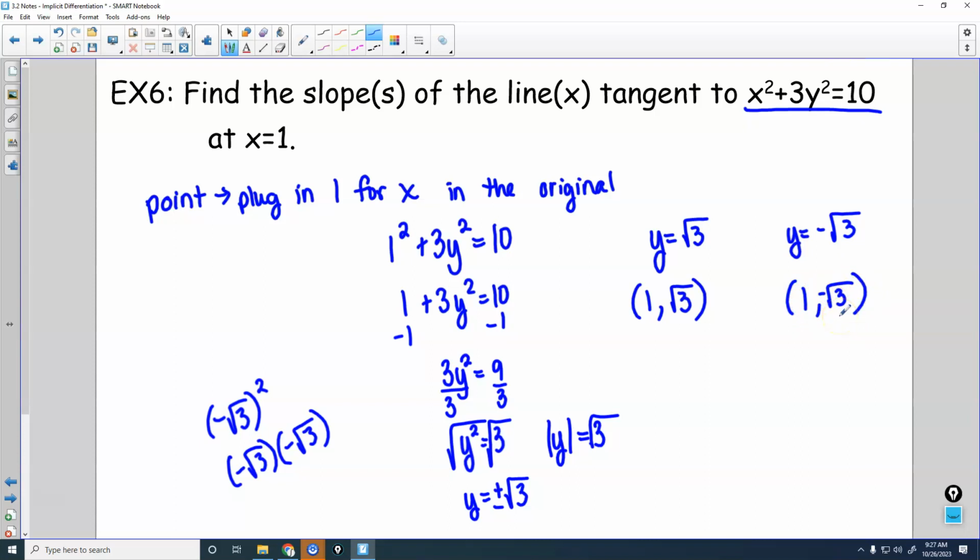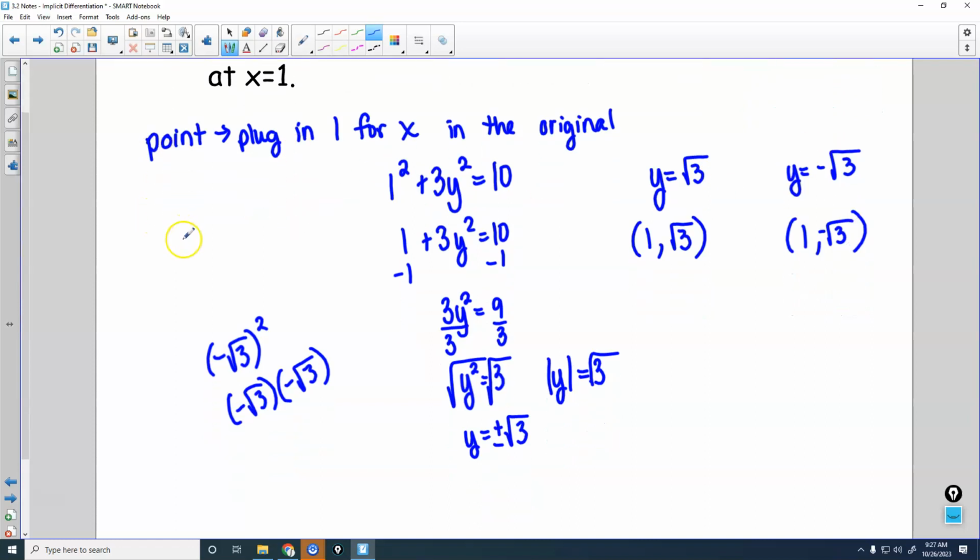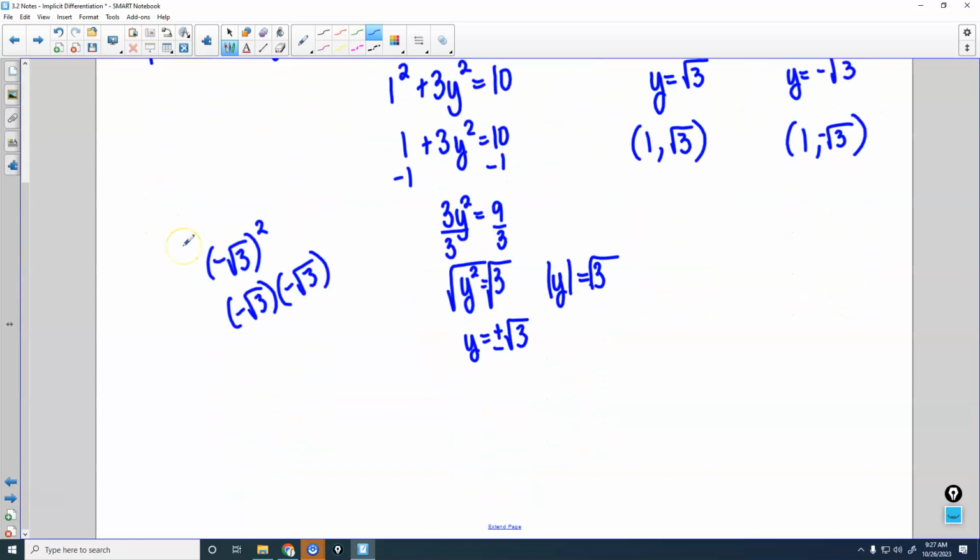So we have 2 points, which does not always happen with these problems, but happens fairly often. All right, so we've got our points. Now we need to find our slope. So that means we need to find dy/dx, right? Which slope's going to be a little bit different too, because a lot of times we have an x and a y in our slope.